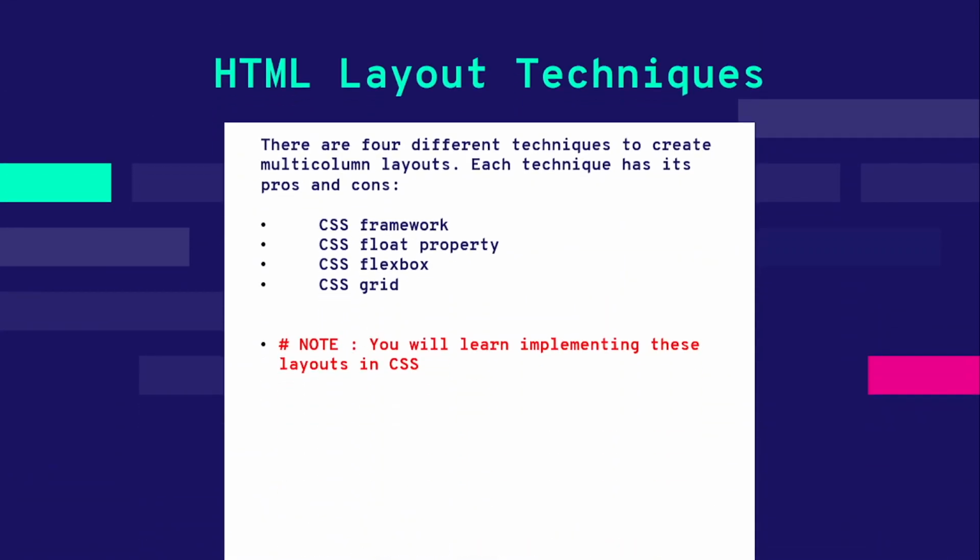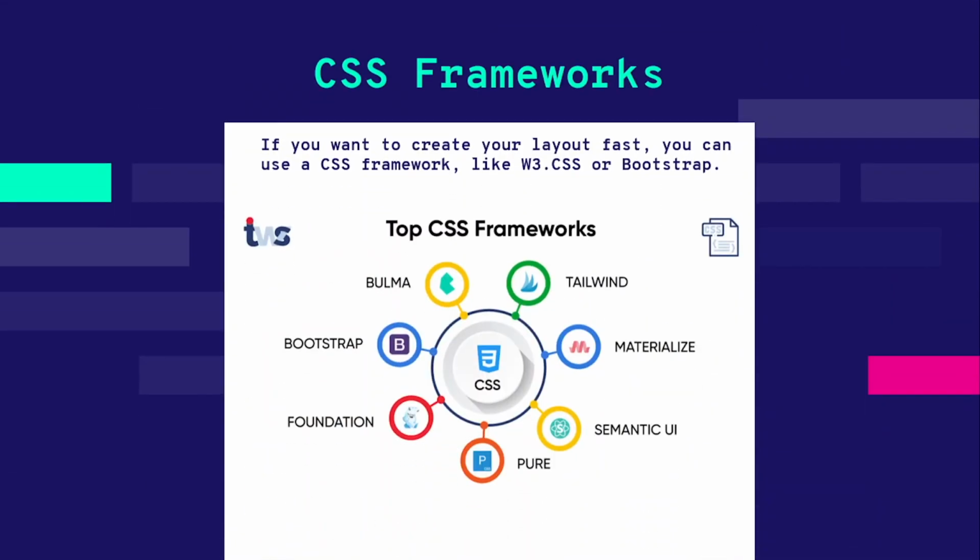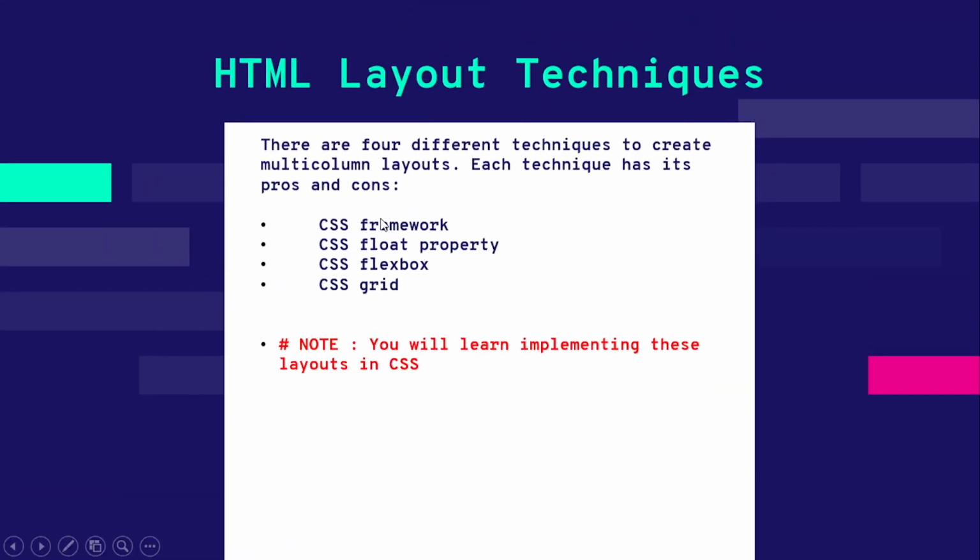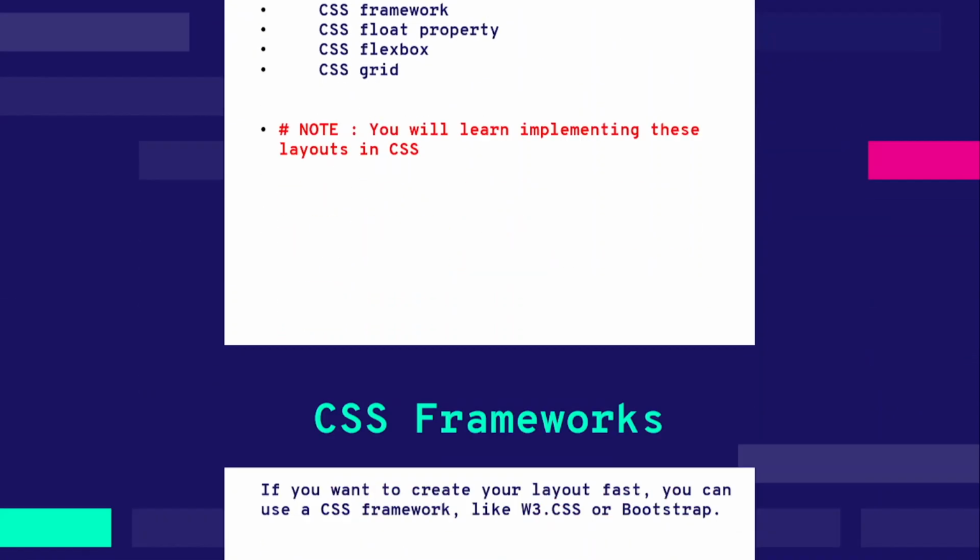So how can we actually create layouts? By using CSS frameworks, just like Bootstrap and other things, or we can use the CSS float property, we can use flexbox, we can use grid. All these things are used in CSS. So basically you will learn implementing all these in CSS, not in this video, but we are just getting the idea that these things exist in this world. These can be used for creating multi-column layouts basically. That's why it is telling you that we can use these things.